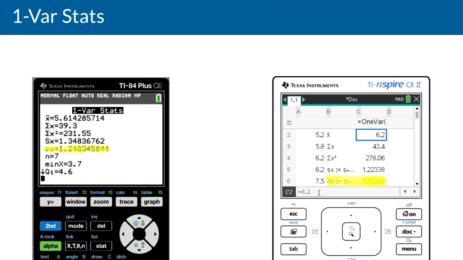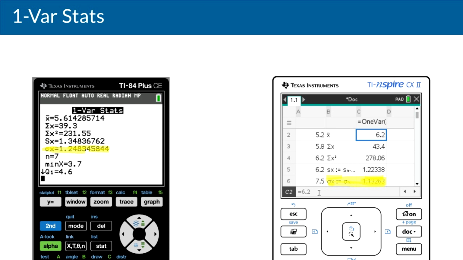Thankfully, this is a value we can already calculate because the standard deviation is presented to us by our calculator when we do one variable statistics. So in that summary report of helpful statistics, you'll see a value that says sigma x, and that's our standard deviation. You can see it here presented on both the TI-84 and the TI-Nspire.